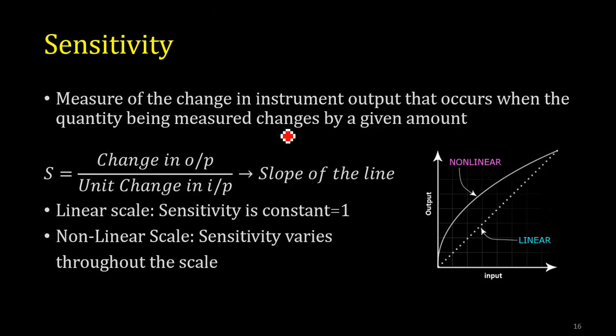Then sensitivity is the measure of change in instrument output to the unit change in input. That is, when the input is changed by 1 unit, how much the output is changed, or it can be called the slope of the line. If you have a linear scale, your sensitivity is constant, and if you have a non-linear scale, your sensitivity varies throughout the scale. How the output responds with respect to input is given by the sensitivity.